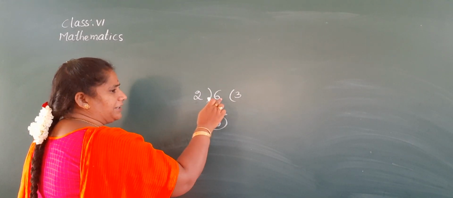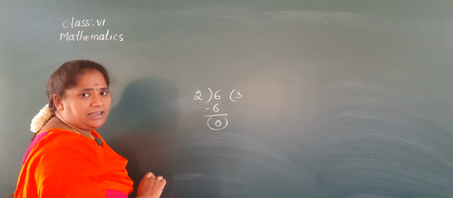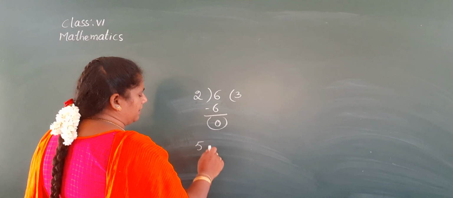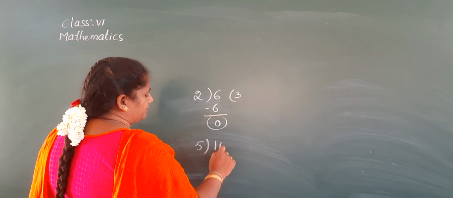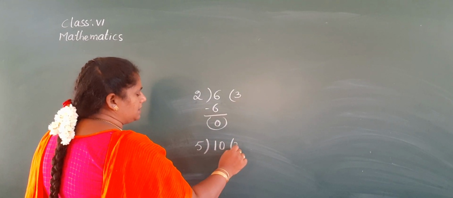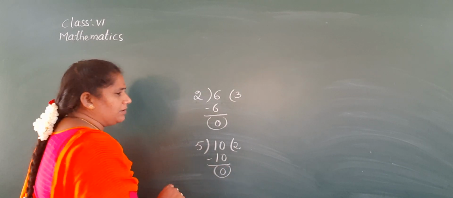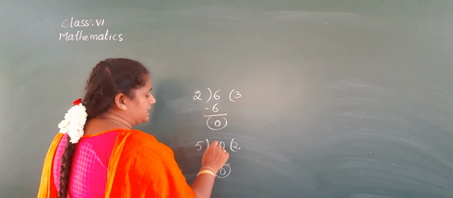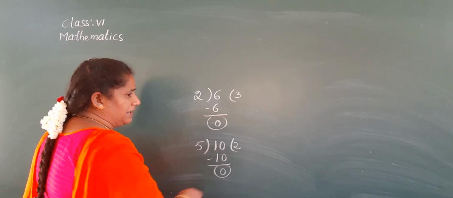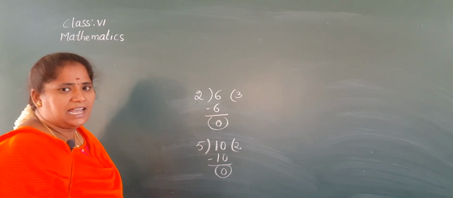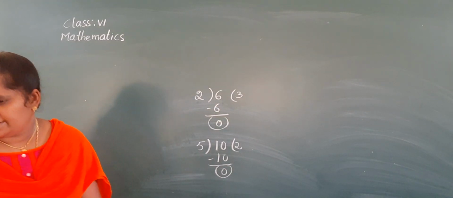Here 2 is the factor of 6. Let us take one more number. So 5 2s are 10, gives the remainder 0. Here the number 10 is divided by 5 without leaving remainder. So here 5 is a factor of 10. Come on, tell me children.